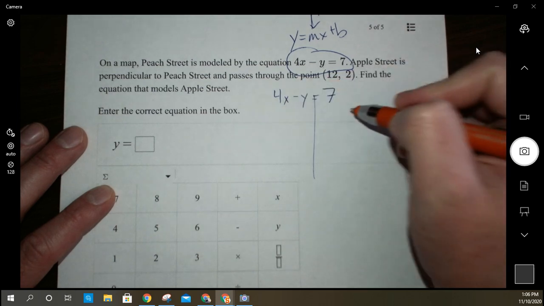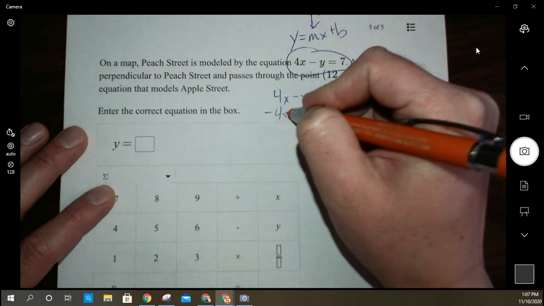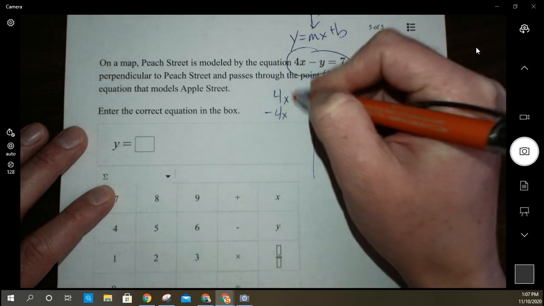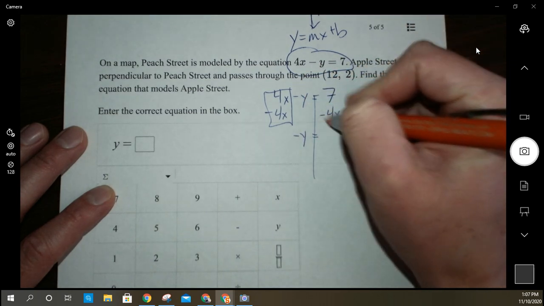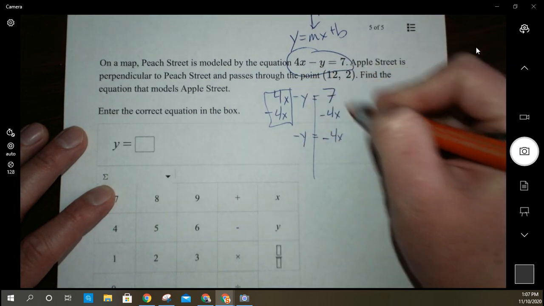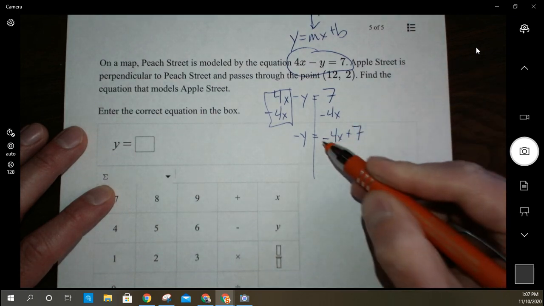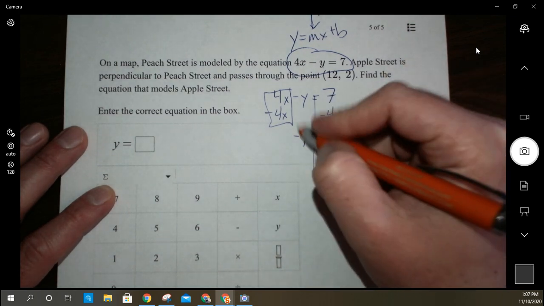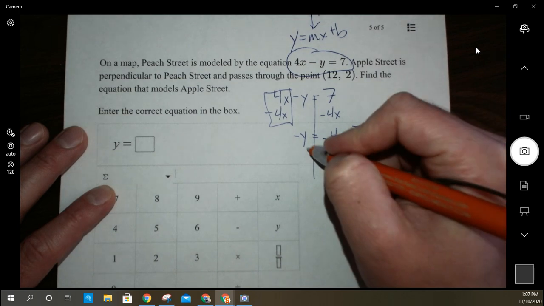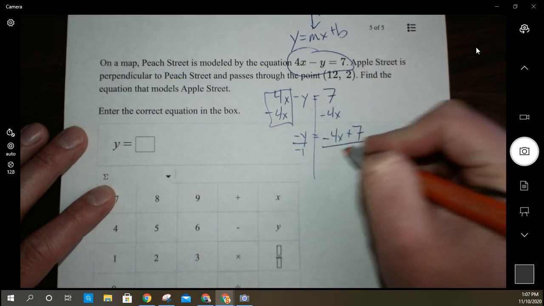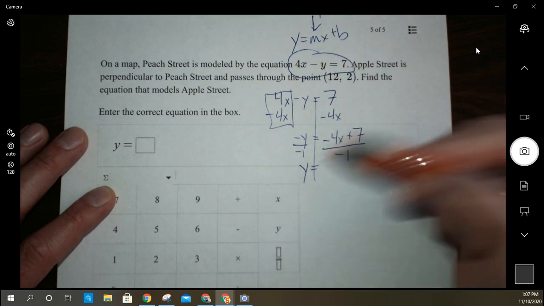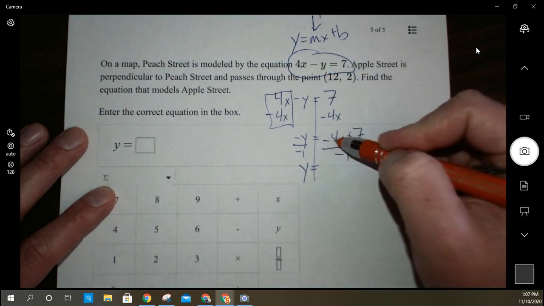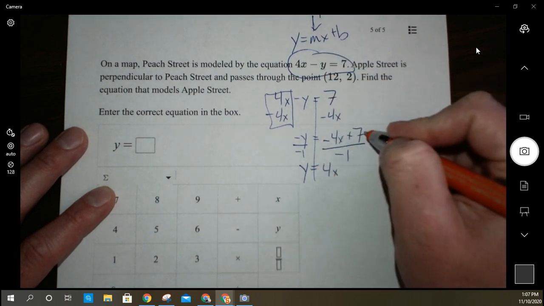So first I'll move my 4x over here. So the opposite of that would be negative 4x, negative 4x. Those guys zero out. I'm left with negative y. Here I have my negative 4x plus 7. And lastly, I need to get rid of this negative sign next to the y. So I'll divide each side by negative 1. Now I have my y by itself. And finish this out.